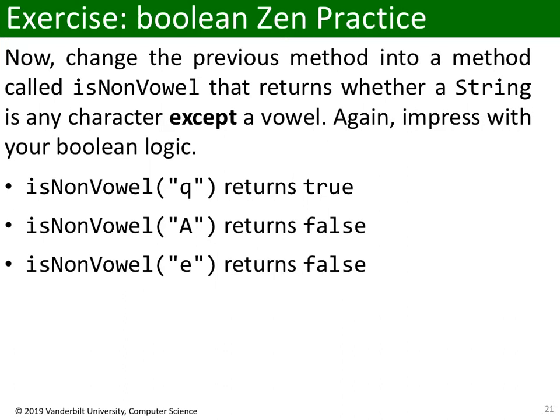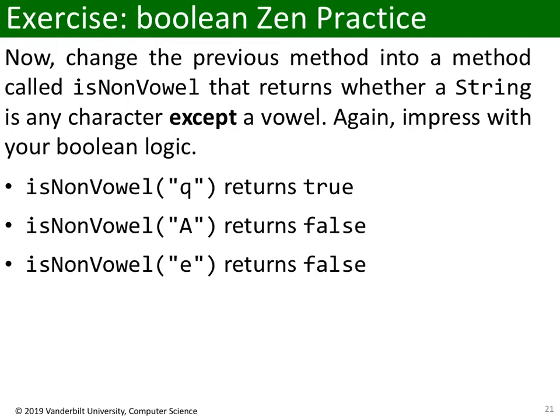In this case, we would want to return true when we passed a Q, but false when we passed A or E. So take a second, rewrite your method, pause the video, because we will move quickly on to the answer.